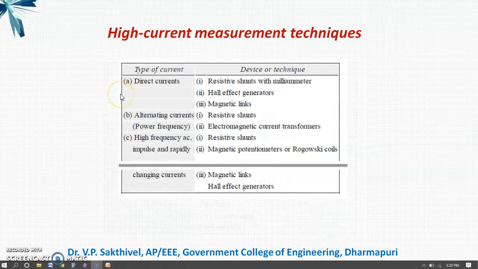Then similarly the high current measurement techniques are presented in this table, where high DC current can be measured with the help of resistance shunt with milliammeter, Hall effect generators and magnetic links. AC current with power frequency can be measured with the help of resistive shunts, electromagnetic current transformers. And finally, the high frequency AC impulse current can be measured with the help of resistive shunts, magnetic potentiometers and magnetic links, that is Hall effect generators.